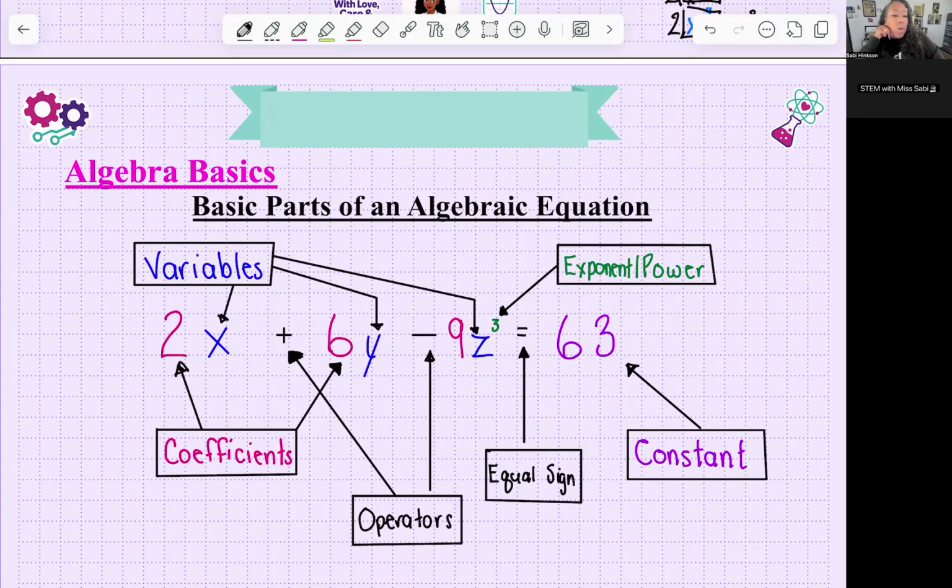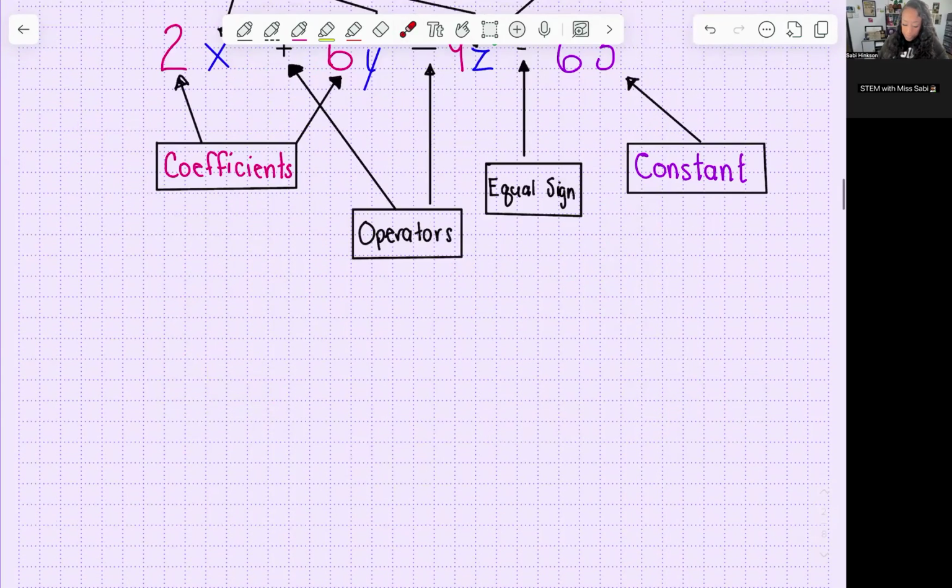So just a quick reminder, because in some of these instructions, I'll be saying things like variables and coefficients. The most important thing to remember is that coefficients are the numbers that appear before variables. Variables are the letters in algebra. The numbers that are in front are called coefficients.